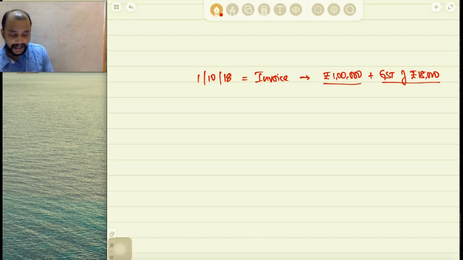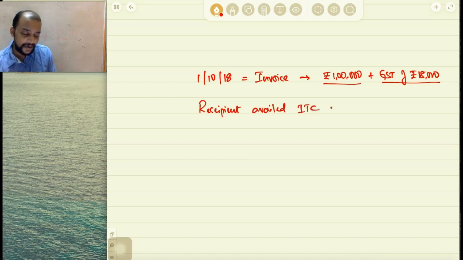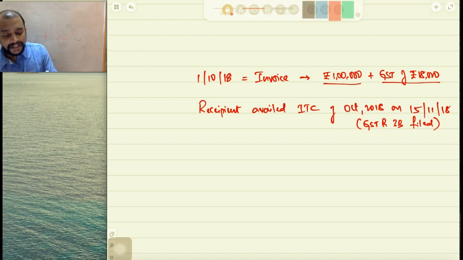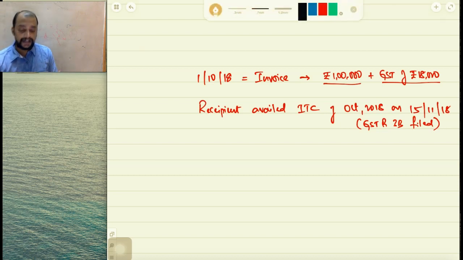So this invoice is for which month? October month. And for October month, recipient availed ITC of October 2018 on 15 November 2018. Is it possible? How 15 November 2018? Say they have filed GSTR 3B on 15/11/2018. Now, what is the time limit within which the payment should be made to the supplier?